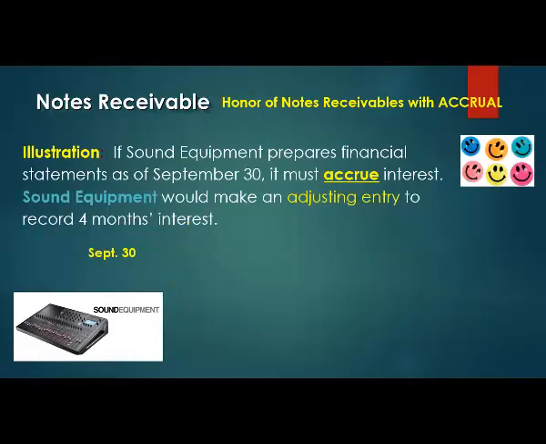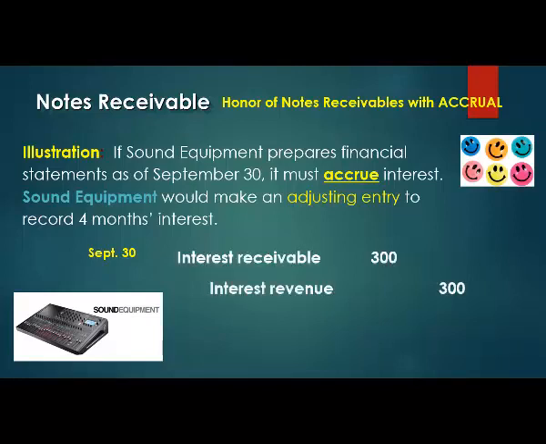Often, financial statements are created before the loan is due, so in this case, all interest must be accrued. If Sound Equipment prepares financial statements as of September 30th, that means 4 months have gone by for that 5-month loan. So remember, $10,000 times 9% is $900, and we're going to prorate it as of September 30th, and that will be $300.